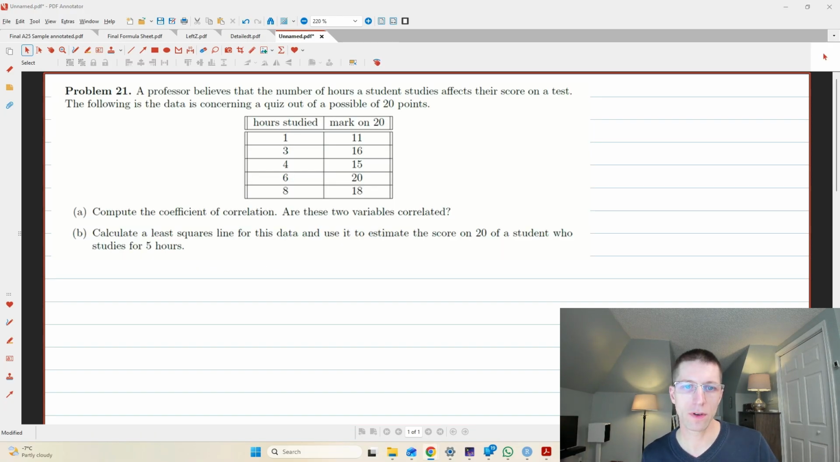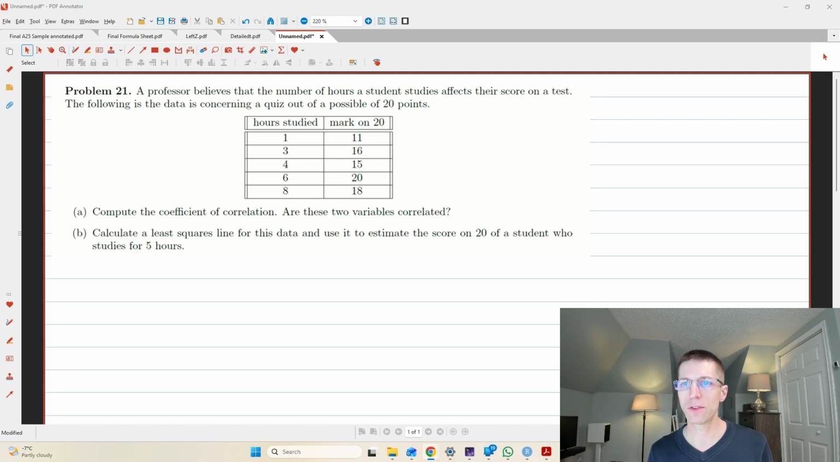So the last question on the sample, question 21, is the regression question. This one's also potentially a bit computation heavy, but there's only 5 data points, so it's not too horrendous. We're asked to compute the correlation coefficient, say whether the variables are correlated, and then calculate the least squares line and use it to estimate the score out of 20 for a student who studies 5 hours. So it's just hours studied versus their mark out of 20.